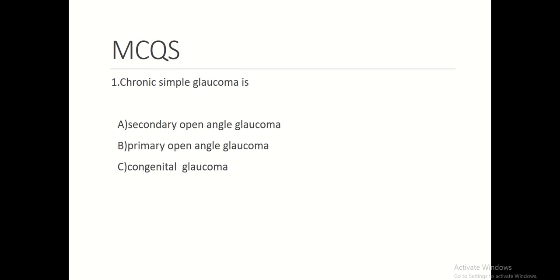So you can try to see whether you're able to come up with the answers for these questions. Chronic simple glaucoma: is it a secondary open angle glaucoma, primary open angle glaucoma, or a congenital glaucoma? So it is a primary open angle glaucoma. Chronic simple glaucoma is otherwise known as primary open angle glaucoma.